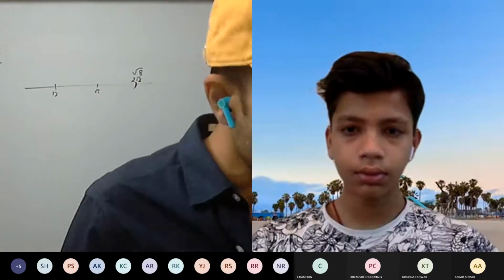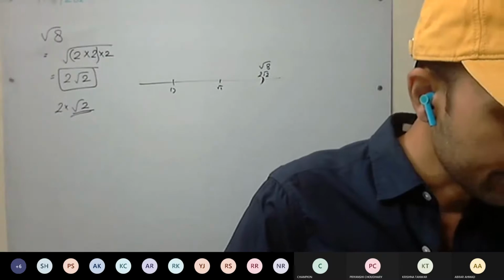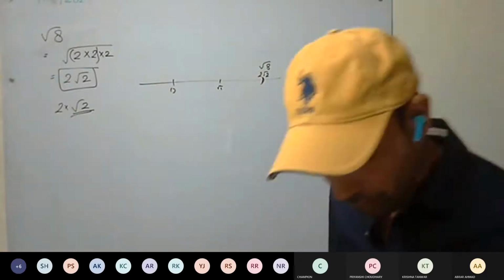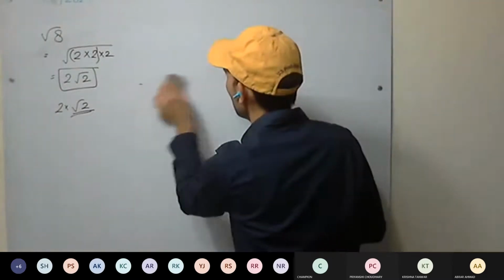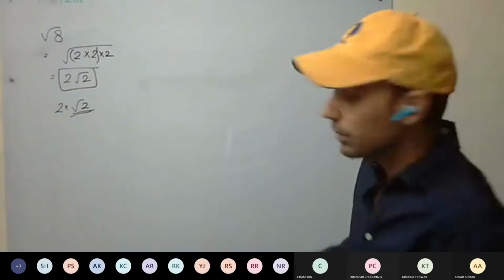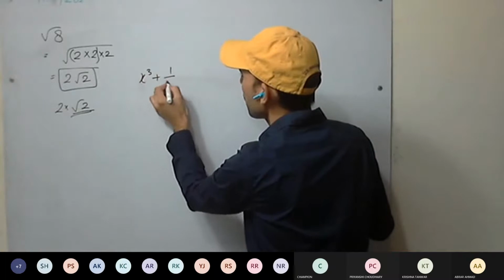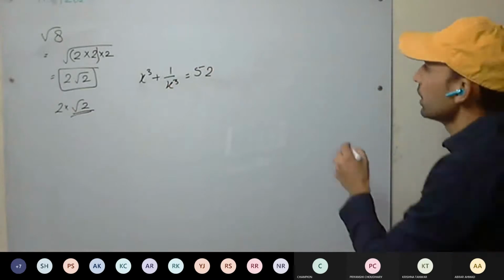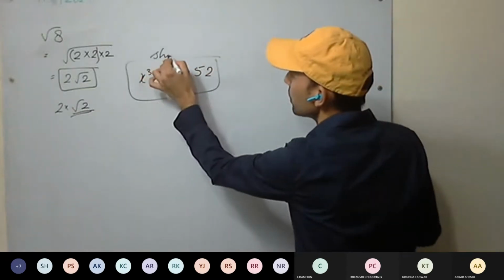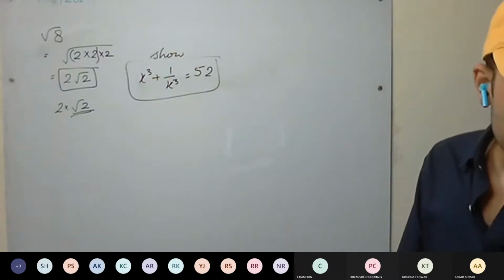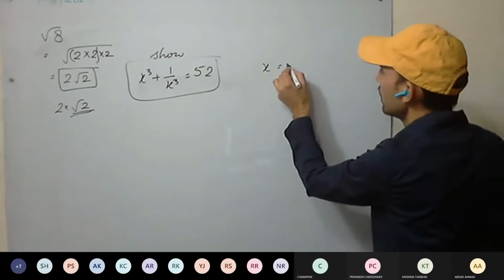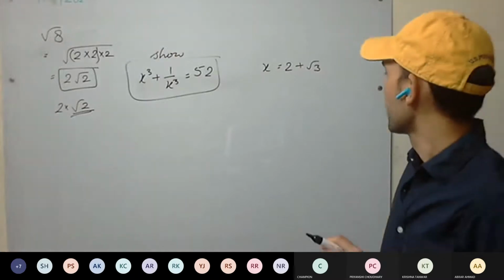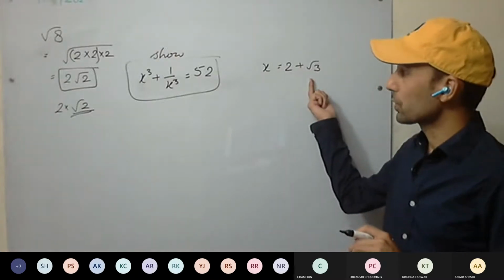Understood? Okay, 9th, first you have to calculate. It is given x cube plus 1 upon x cube equal to 52. And what more is given? This you have to show. If x equal to 2 plus root 3.